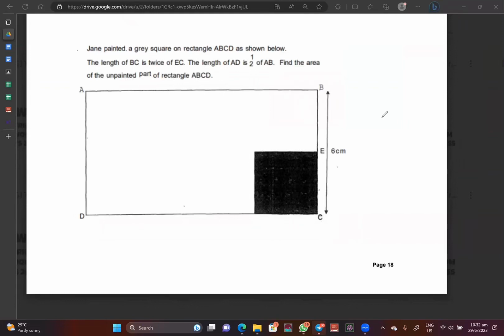Everyone, today we are looking at a question like this. As you can see over here, it says that Jane painted a gray square on a rectangle ABCD as shown below. So this is the gray square. I know it's black in color because of the printing. Anyways, let's move on to the next part of the sentence.